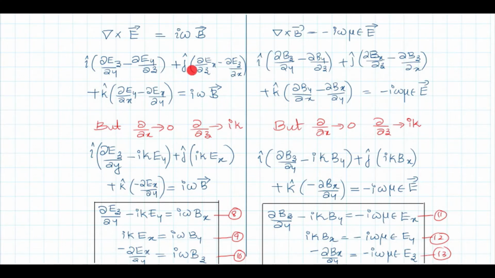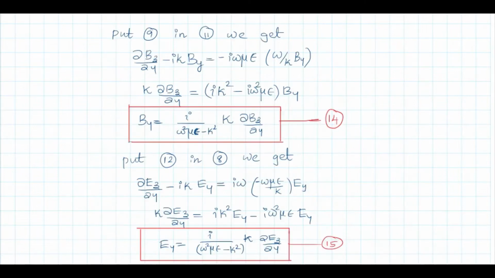In the same manner, I can expand ∇ × B, which is equal to −iωμε E. Again, ∂/∂z replace with ik, ∂/∂x replace with 0. You will get 3 more equations. ∂Bz/∂y − ikBy = −iωμεEx. ikBx = −iωμεEy. −∂Bx/∂y = −iωμεEz. These are 11, 12 and 13.